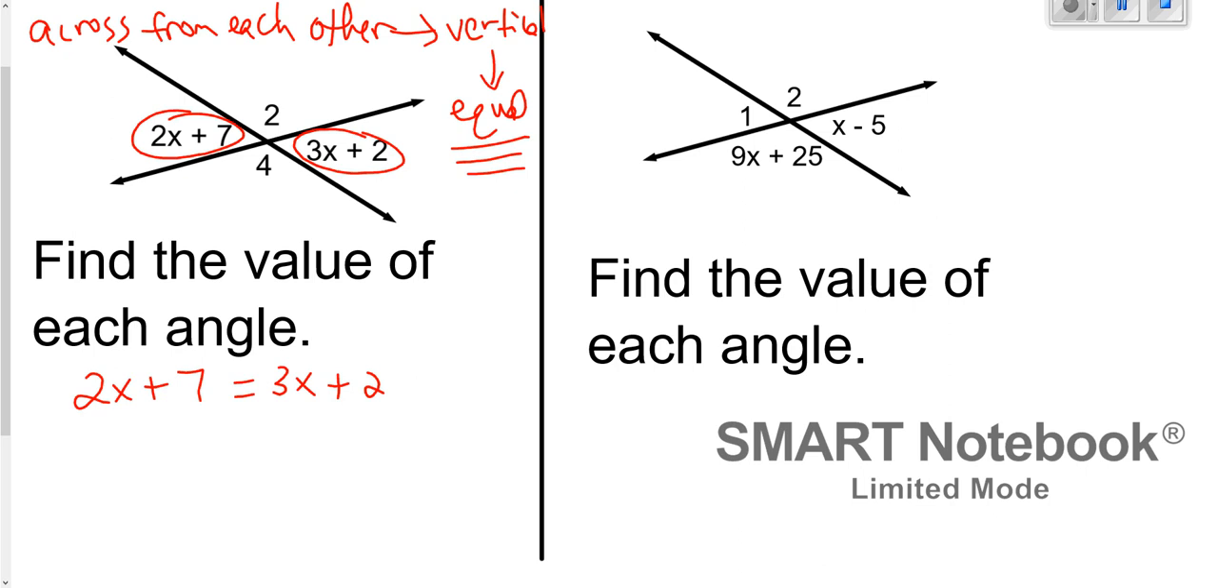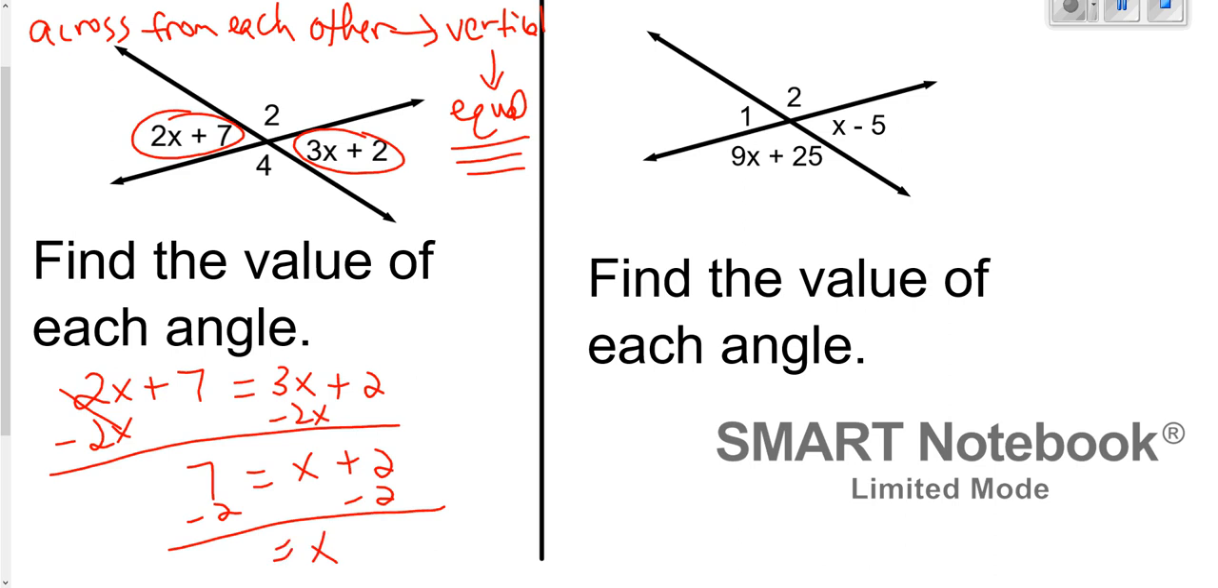The first step is to get the variables together. So I'm going to do minus 2x from both sides. I have 7 equals x plus 2. Then I need to isolate the variable, minus 2 from both sides. I get x equals 5.